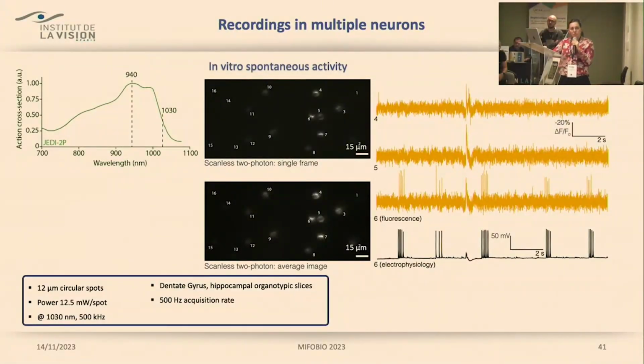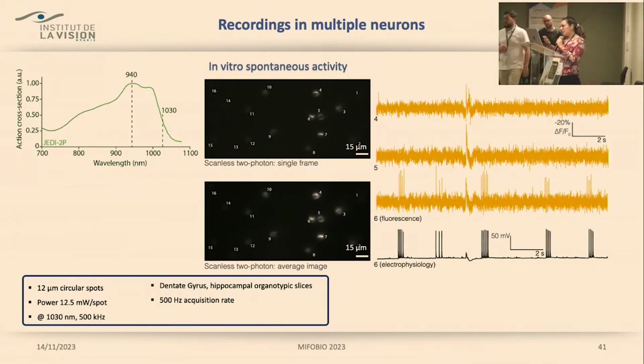And then, because we wanted to test if we could also perform multi-cell illumination, I forgot to mention that the JEDI sensor normally has its peak at 940 nanometers, but with the power we needed for imaging a single cell with standard laser oscillators at 940, we could not get enough cells. So we tried to use a laser with a low repetition rate and higher pulse energy that we already had in the lab, but that was at 1030 nanometers.